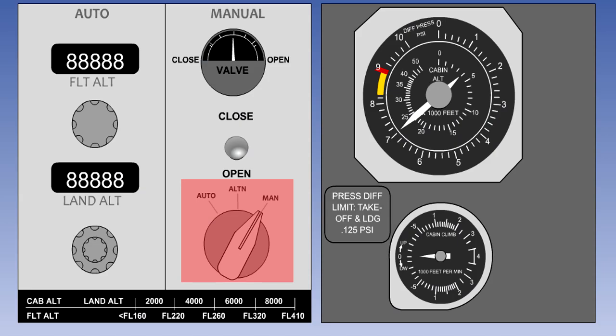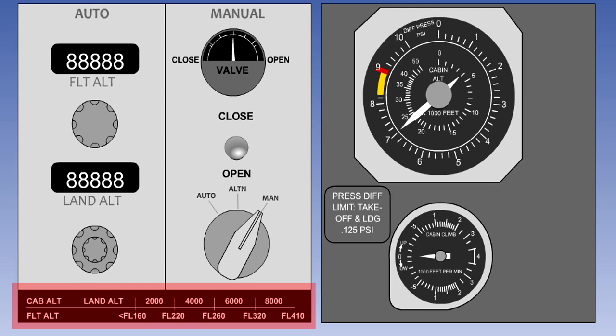With the system under manual control, the outflow valve position can be adjusted by operation of the manual open-close switch. The pilot now controls the differential pressure, cabin altitude, and cabin rate of climb or descent. On the system shown here, a placard along the bottom of the control panel shows cabin altitude against aircraft altitude at maximum differential pressure. The pilot can consult this in order to establish the cabin altitude required for any given aircraft altitude.